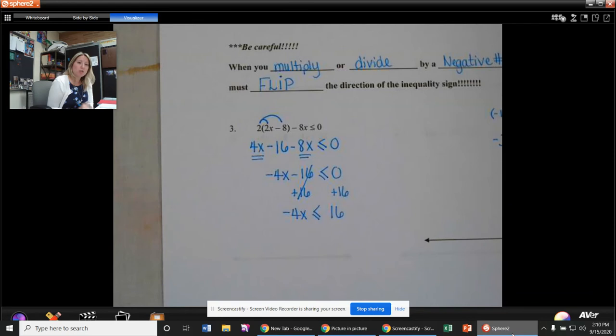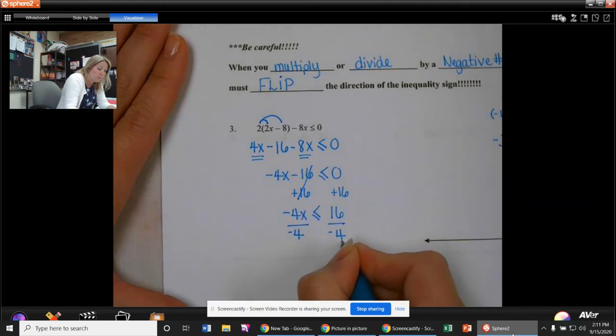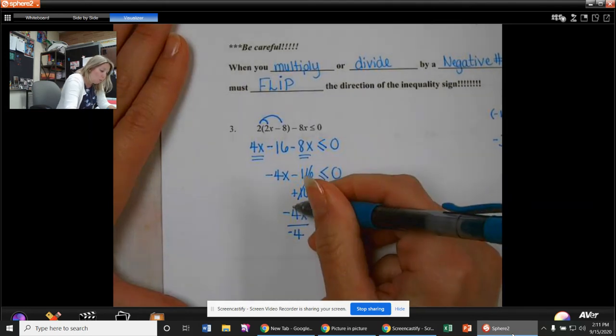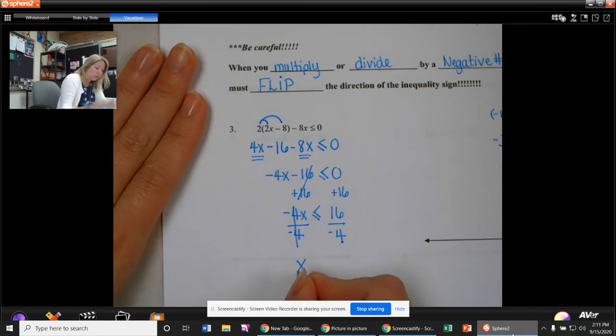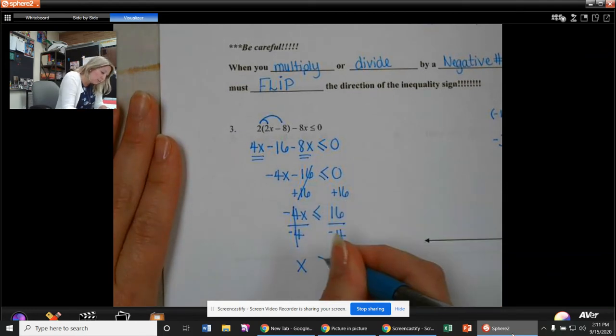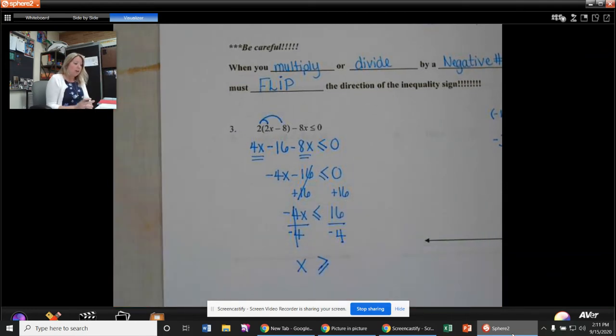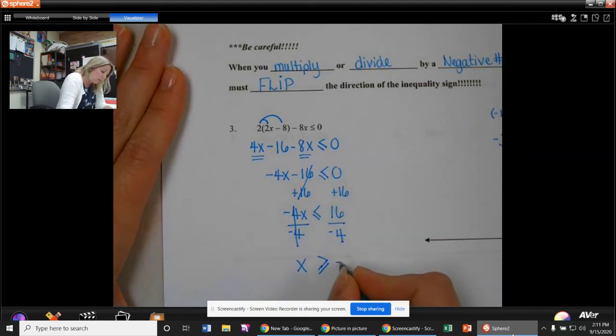The opposite of multiplying by negative 4 is dividing by negative 4. I am about to divide both sides of an inequality by a negative number. So while that does cancel to be a positive 1x, which is my goal, of course, in the process, I need to flip this to become a greater than or equal to sign. On the other side, 16 divided by negative 4 is negative 4.